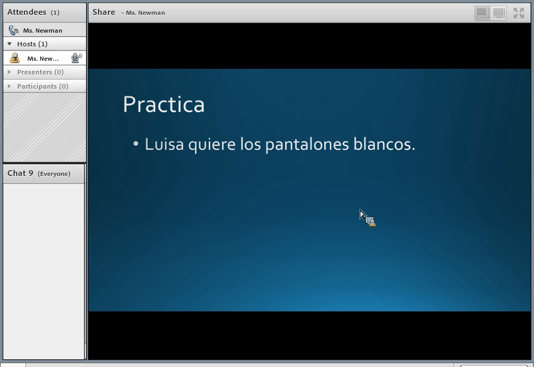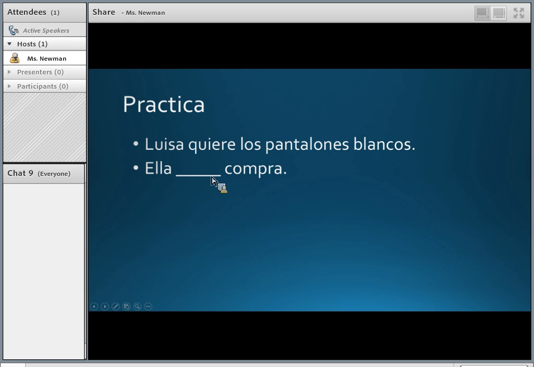Okay, let's do a little bit of practice here. So here we have our sentence. Luisa quiere los pantalones blancos. Okay, so think about this for a minute. What item does she want? Start thinking, is it plural? Is it singular? Is it masculine? Is it feminine? So she wants the white pants, right?